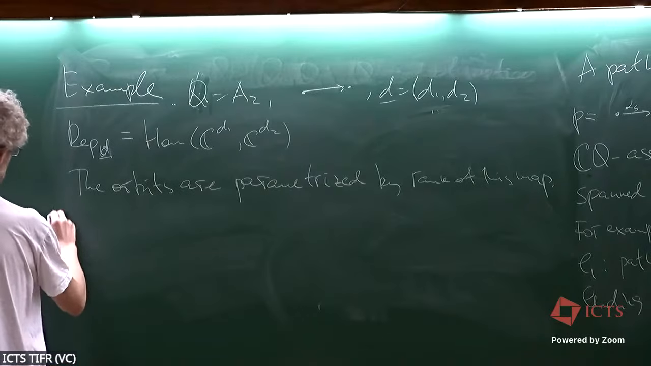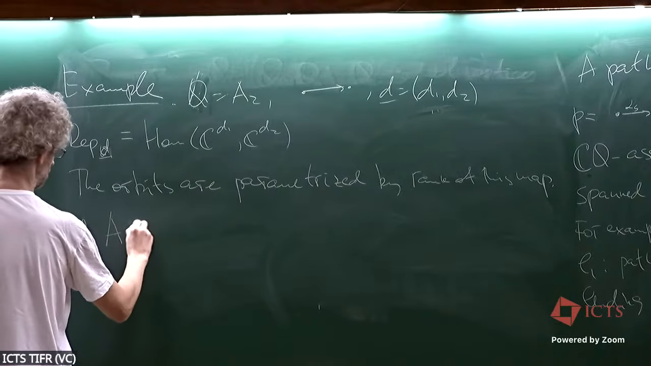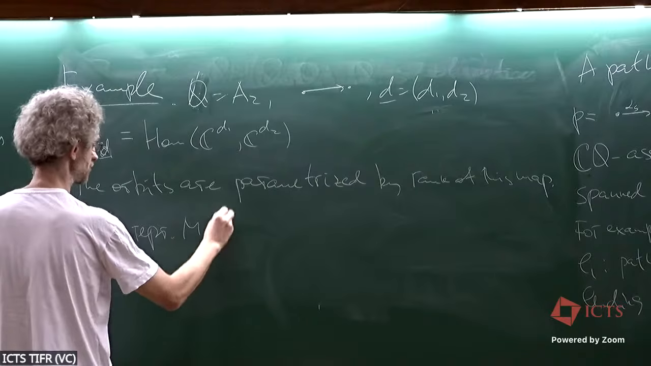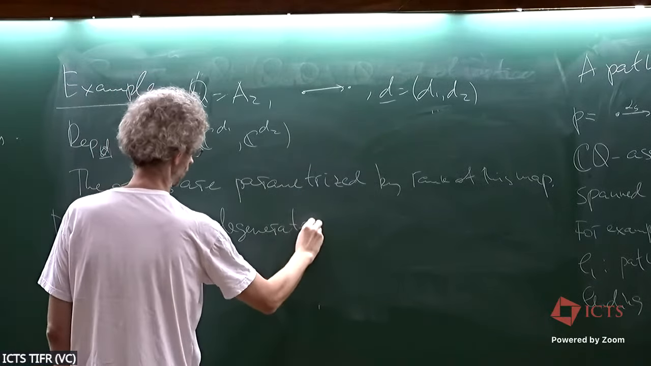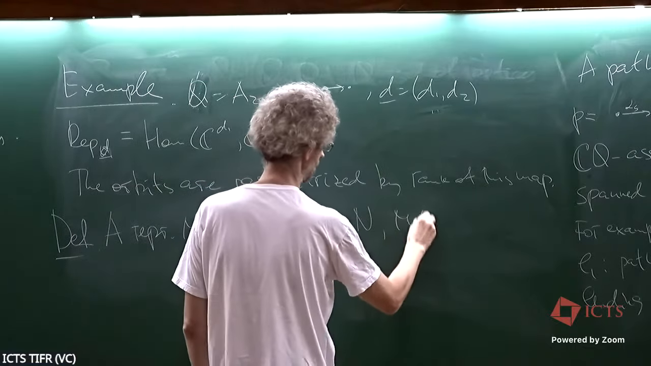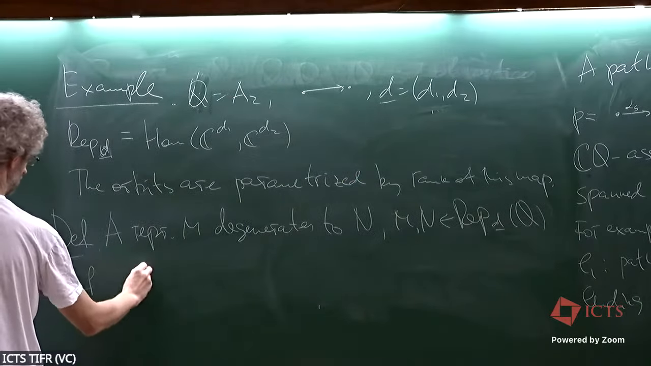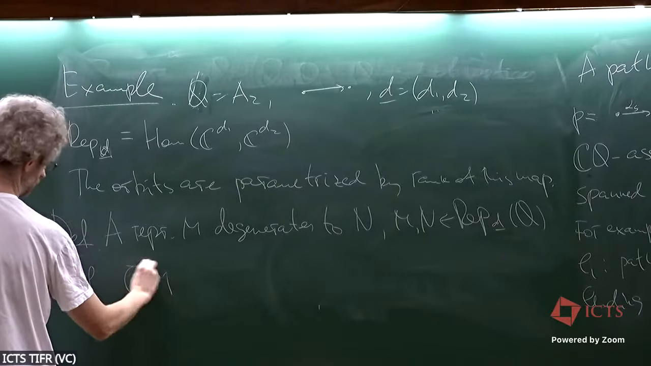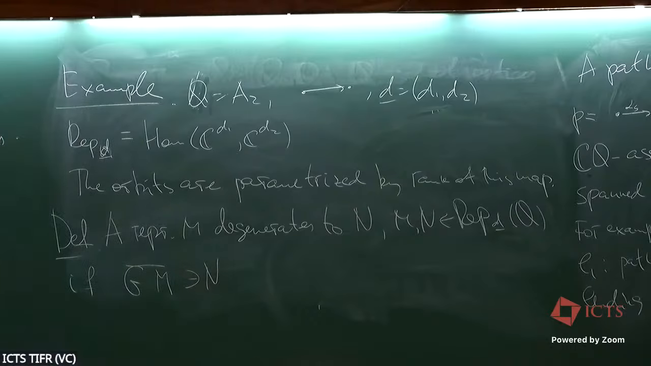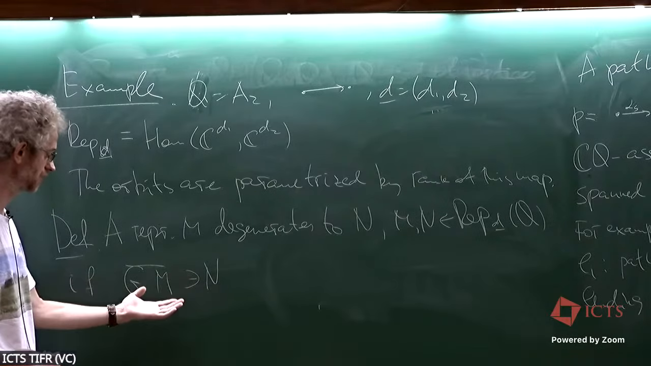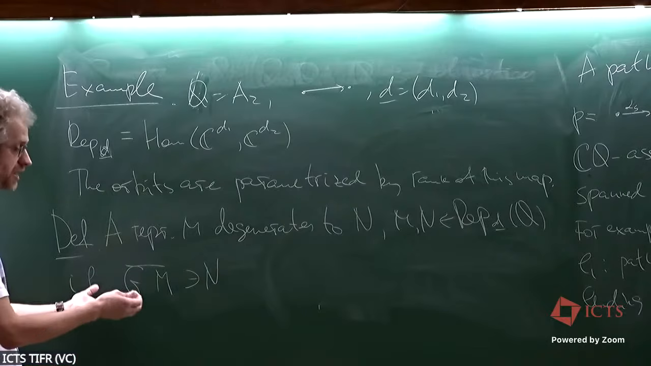So we say that a representation M degenerates to N, where both M and N are from this space Rep_D of Q, if the orbit of our group G, the closure, contains N. Okay, so it means that you have one representation, another representation, and then you take the orbit of this M, so meaning that you consider all possible representations isomorphic to M, and then, well, N could be in this orbit or not, so we don't know, but it might be the case that this N sits inside the closure. Okay, so then we say that we degenerate.